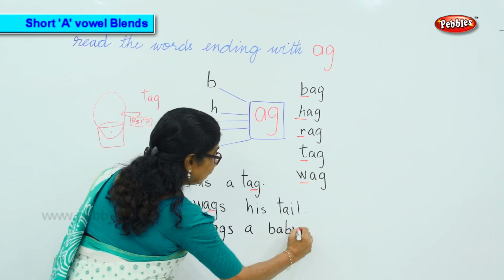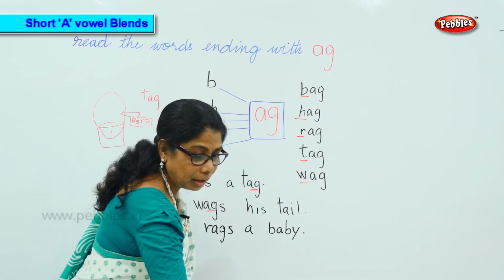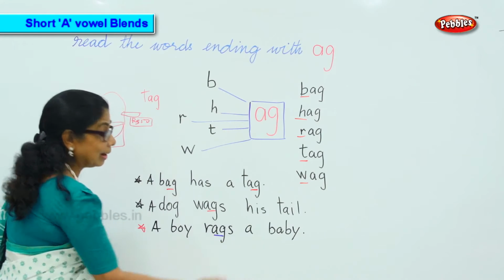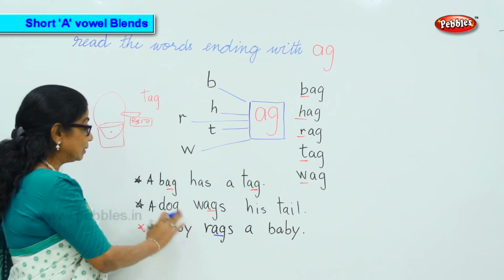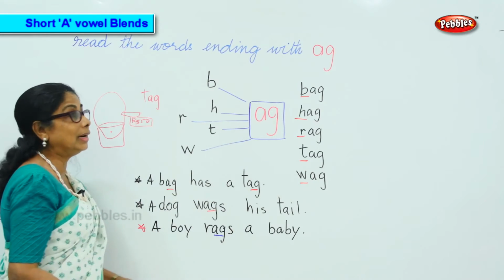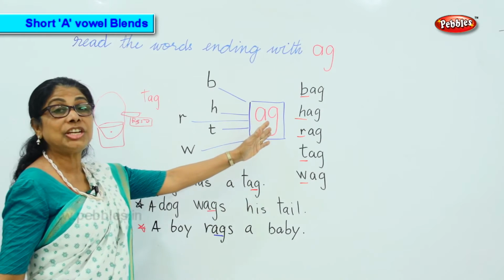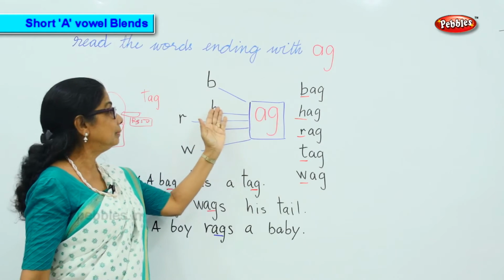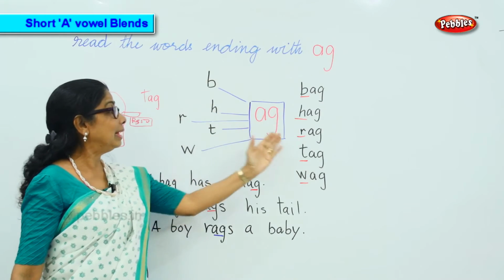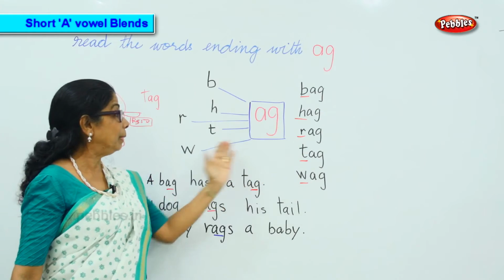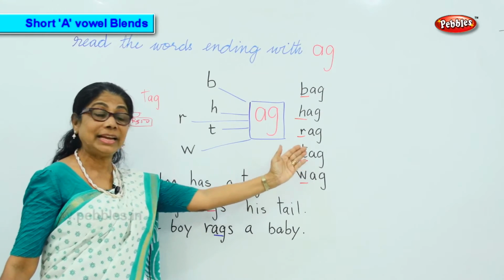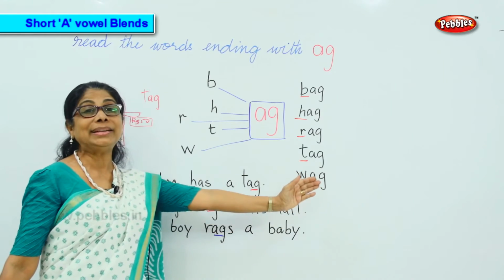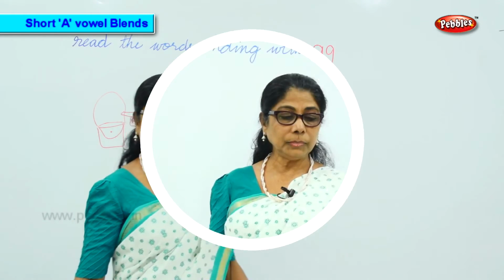Okay, baby is crying, and what is the little boy doing? The boy rag. So you made sentences using the word. Let's say it again. AG word, ag, okay? Bag, hag, rag, bullying people. Tag, everything has a tag. Wag, a happy dog wags his tail, okay?